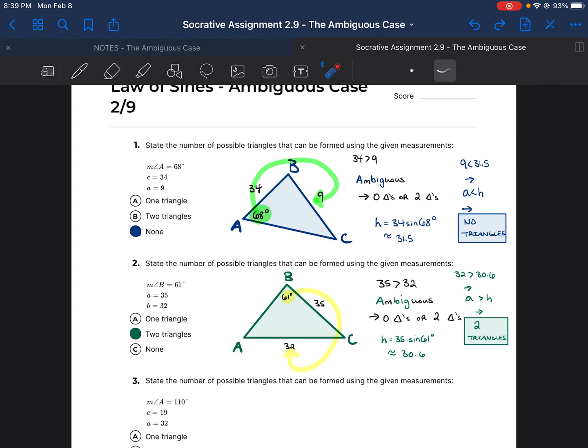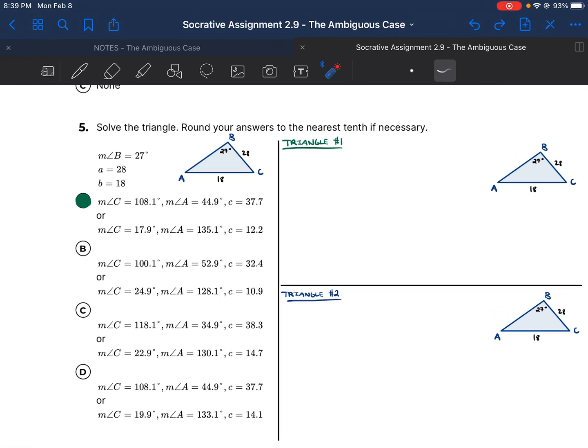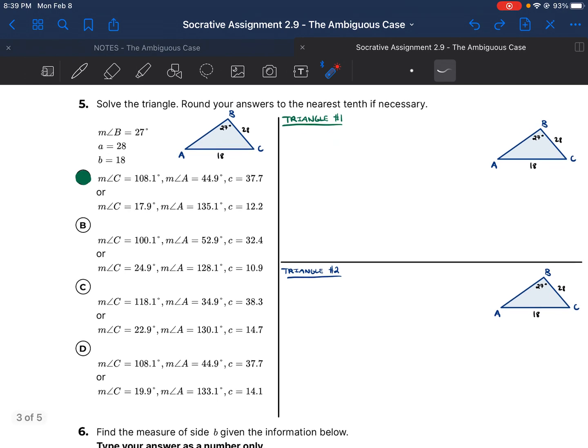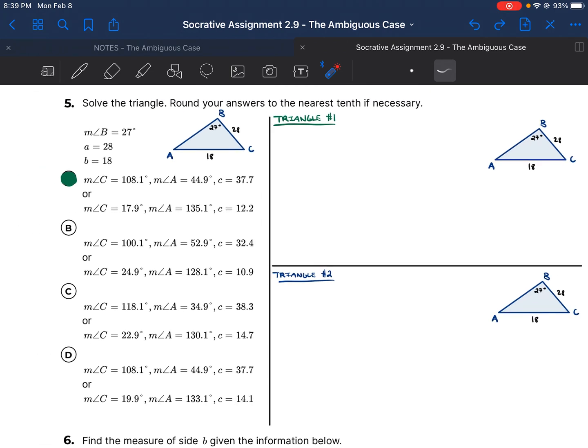Okay, let's now try numbers 5 and number 6. So number 5 says solve the triangle, round your answers to the nearest tenth if necessary. And notice that all these problems here, they all have 2 solutions, 2 triangle solutions. Meaning, because we can see this through the multiple choice, we don't need to guess as to how many solutions it has. We can tell there's 2 triangle solutions. So I went ahead and set up each of the triangle solutions. So the information that we're given is going to set up the triangle the same to begin with for each of the triangle solutions.